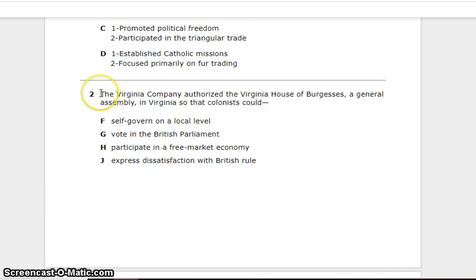Number 2. The Virginia Company authorized the Virginia House of Burgesses, a general assembly in Virginia, so that colonists could F. Self-govern on a local level. G. Vote in the British Parliament. H. Participate in a free market economy. J. Express dissatisfaction with British rule.